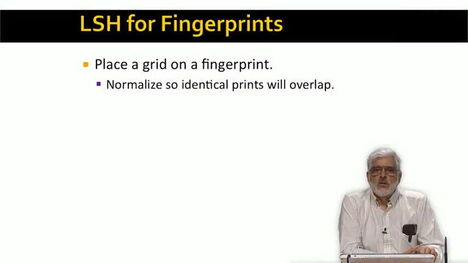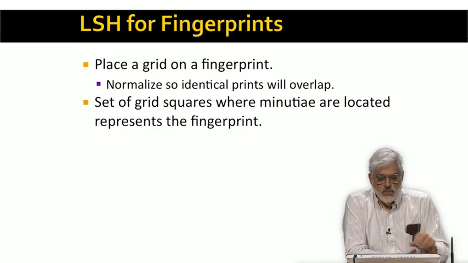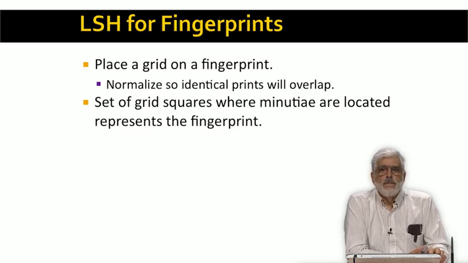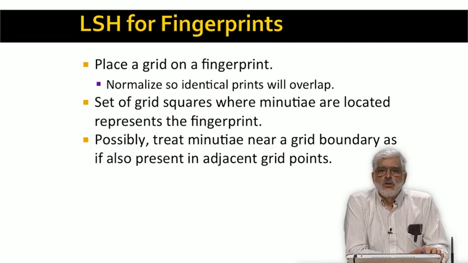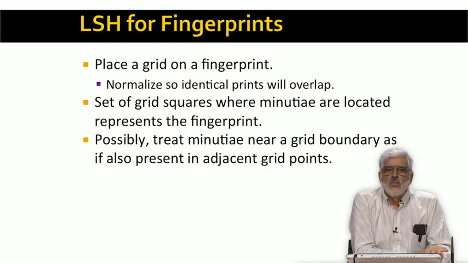The grid must be scaled and oriented properly so that if you have two images of the same fingerprint, perhaps one at a different angle or a different size, the grids will overlap. Then you represent each fingerprint by the set of grid squares that contain minutiae. Since some minutiae will be right on or near a boundary, it is useful to regard such minutiae as present in the squares on both sides of the boundary. So it looks like we have reduced the problem of finding matching fingerprints to the problem of finding similar sets of grid squares that have minutiae.